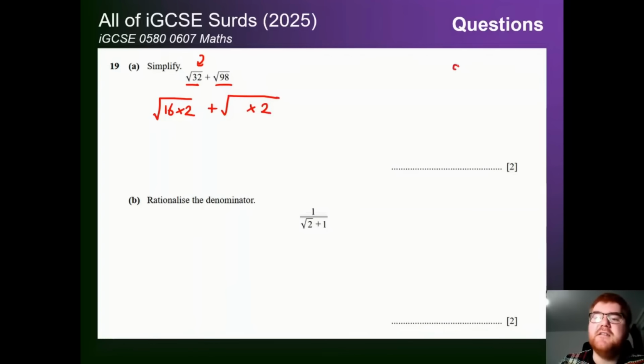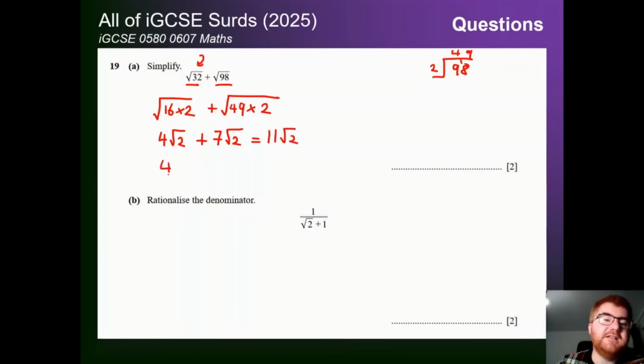Then we simplify this, so root 16 is equal to 4, so we get 4 root 2. Square root of 49 is equal to 7, so we get 7 root 2. 4 root 2 plus 7 root 2, that gives us 11 root 2. Again, think of this like 4a plus 7a is equal to 11a. So we get 11 root 2 for our 2 marks.